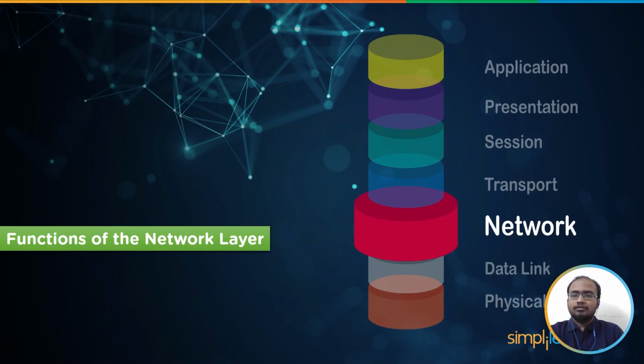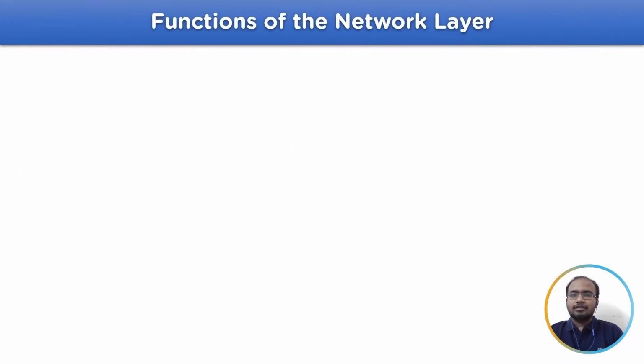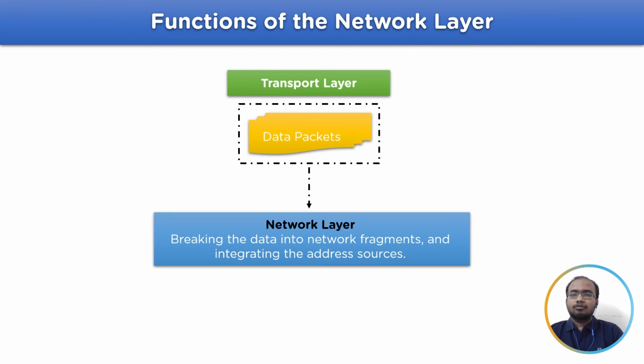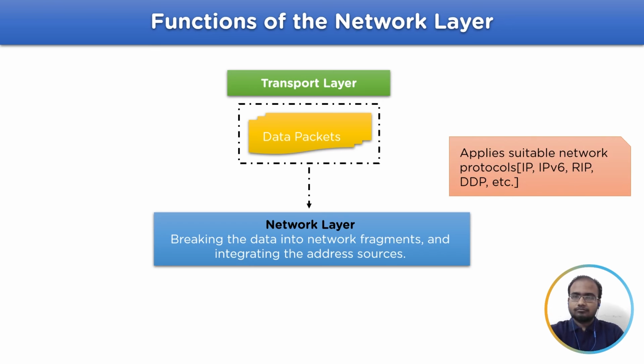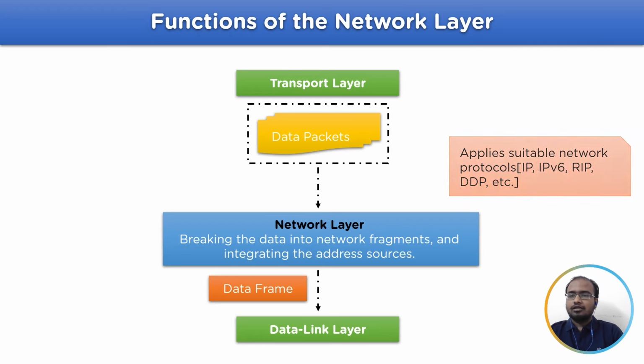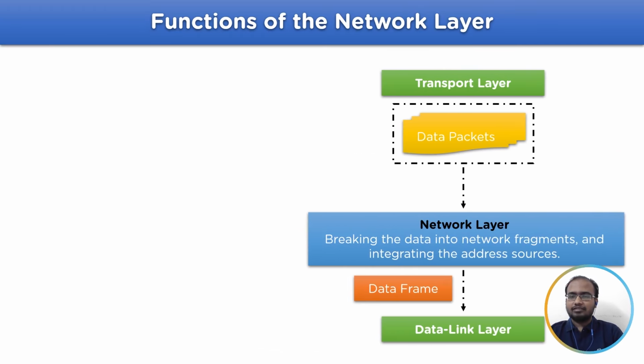But before we begin, first let's understand the data flow between the network layer and the other layers in the OSI model. To begin with, the network layer receives data from the transport layer of the OSI model. The network layer handles these data packets by integrating them with the source and destination address. It also adds the network protocol for proper transmission over the network's channel. Now, let's look at the functions of the network layer.